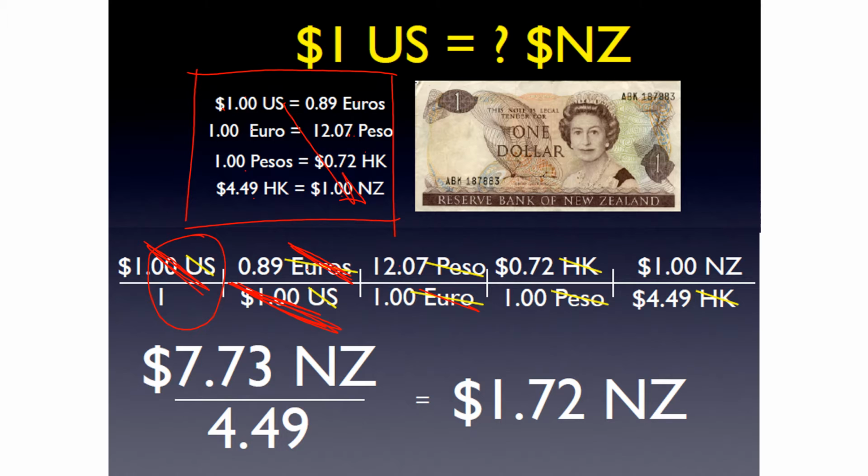For my third conversion, I'm going to go from pesos to Hong Kong dollars. Again, I'm going to put the peso in the bottom part of my fraction so that it cancels with the peso that is up there in the numerator. And the 0.72 Hong Kong dollar will go in the top here. And then finally, my last conversion will be from 4.49 Hong Kong dollars, again in the denominator, and then the 1 New Zealand dollar in the numerator. And so I multiply everything in the numerator across, I get 7.73 New Zealand dollars. I multiply everything in the bottom across, I get 4.49, and I finally divide the two to get 1.72 as my final answer.